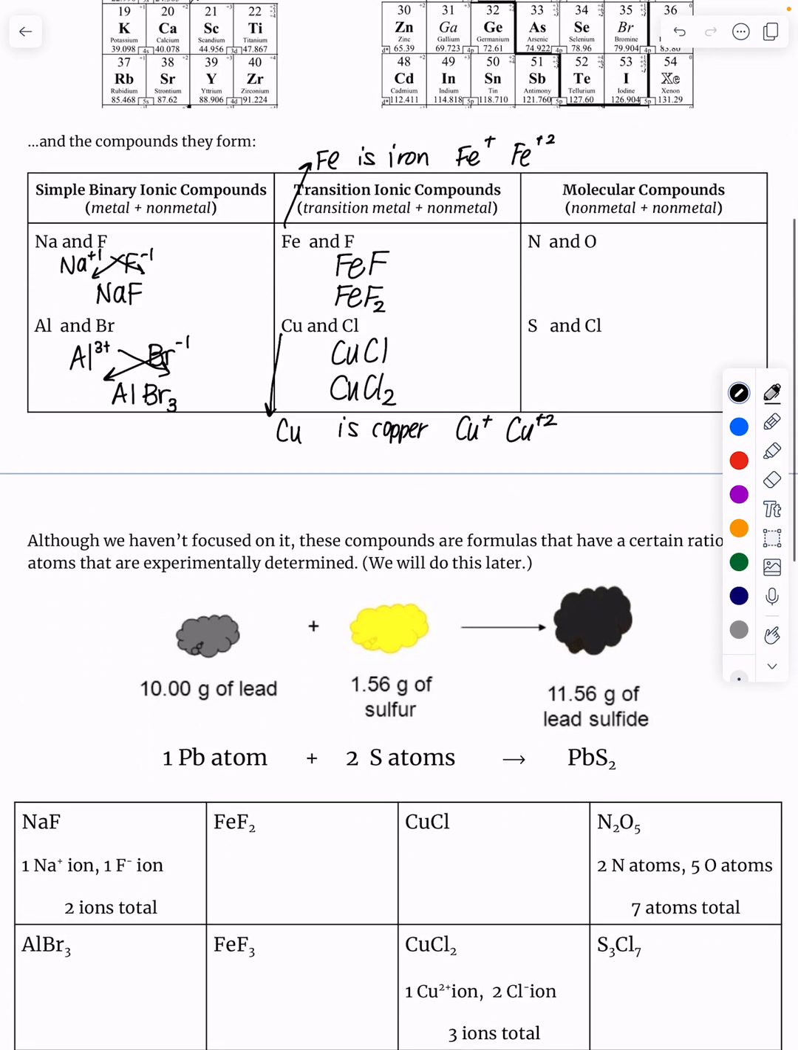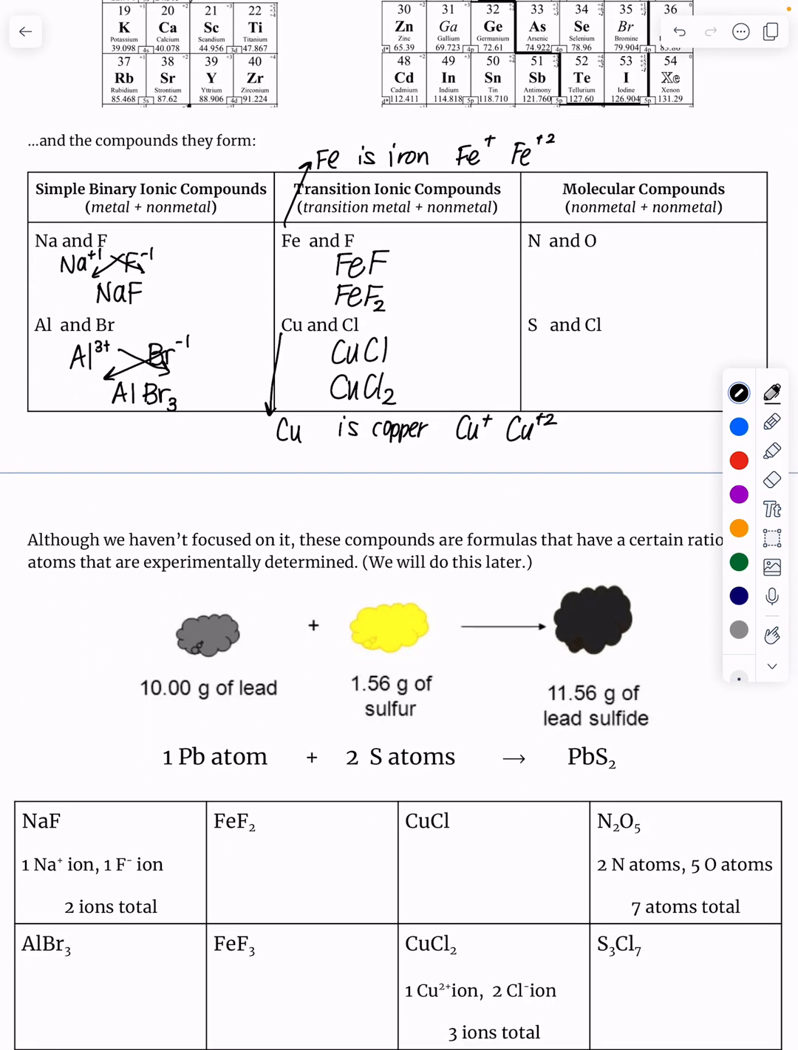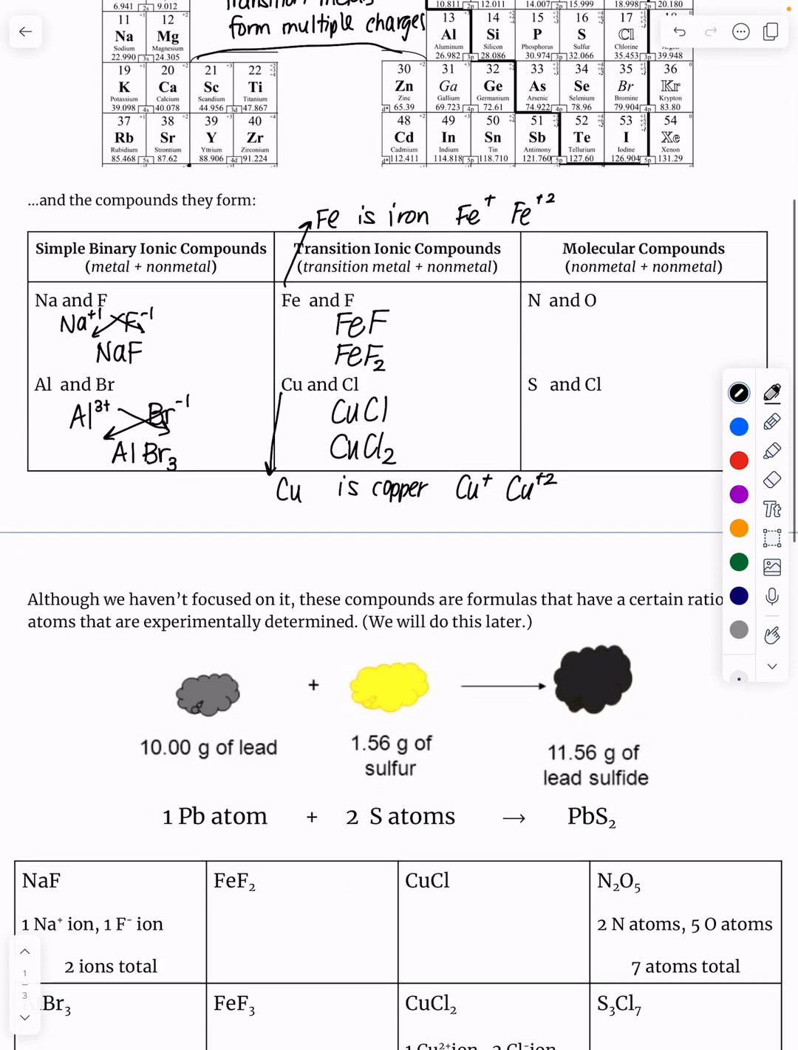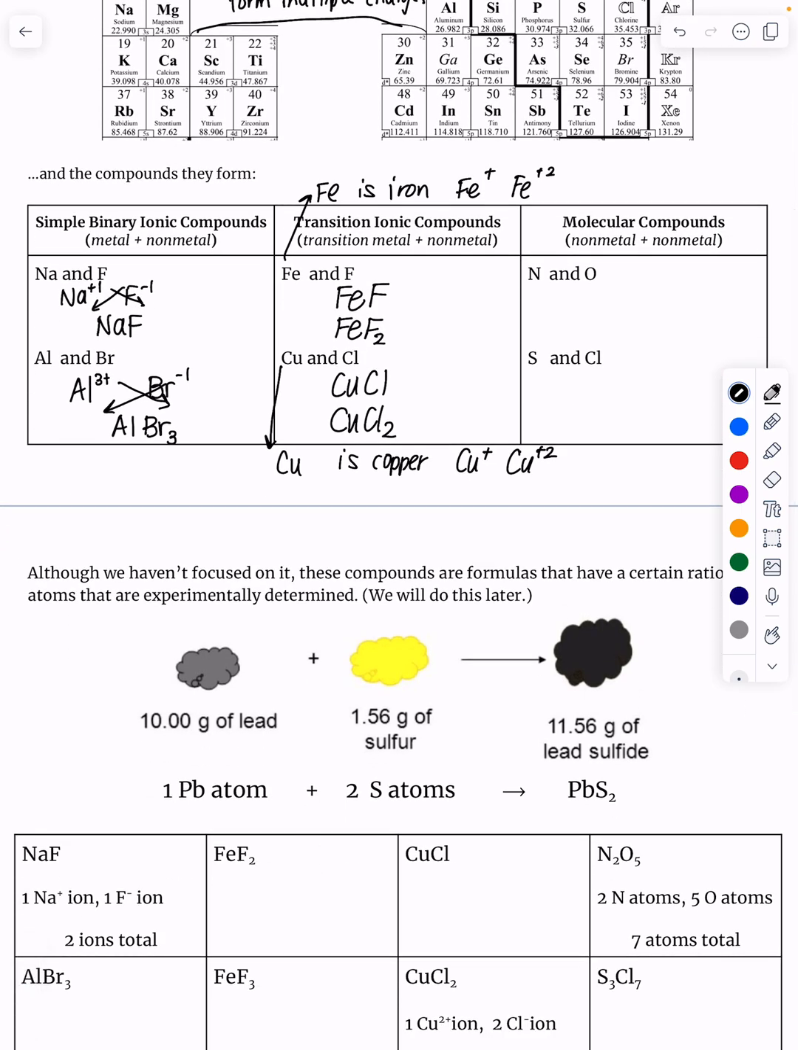And then finally, the last thing we had learned in that unit were molecular compounds. Those are two nonmetals, nonmetal and nonmetal. Again, the nonmetals are found on the far right-hand portion of the periodic table. So N and O could form multiple different compounds. It could form NO2. It could do N2O5. Or S and Cl. Two nonmetals could form multiple compounds. SCl4. I could get S3Cl7, and that's two nonmetals to give me a molecular compound.